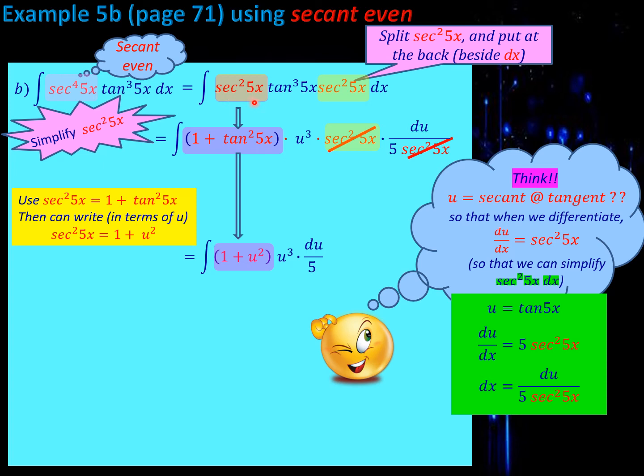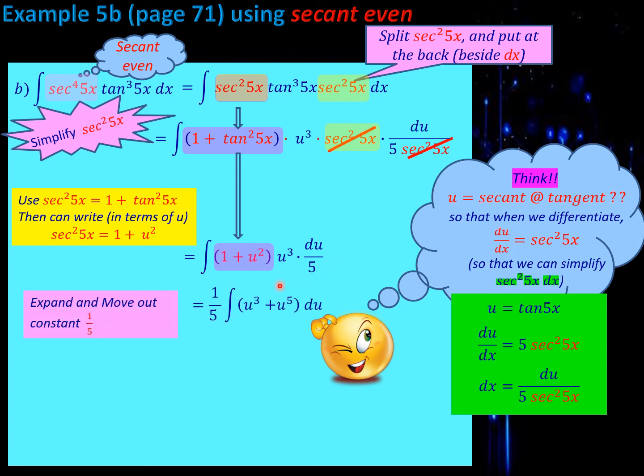Sec squared 5x equals to 1 plus tangent squared 5x, we get from identity. If we have same angle 5x, 5x, so means that function sec squared 5x will equals to 1 plus tangent squared 5x. And after we use trigo identity, and we get in terms of tangent, so we can write in terms of u. Now we have in terms of variable u only, no more variable x and trigo, and du.